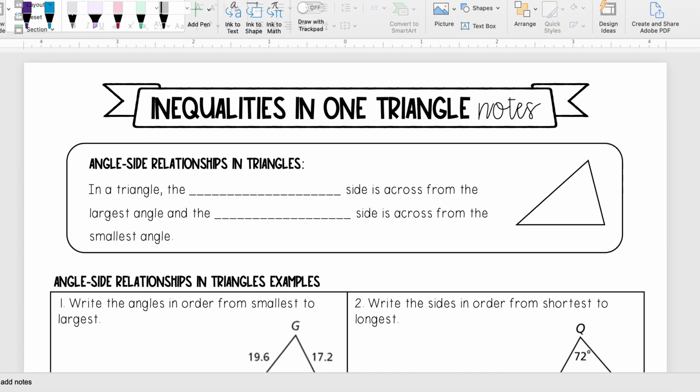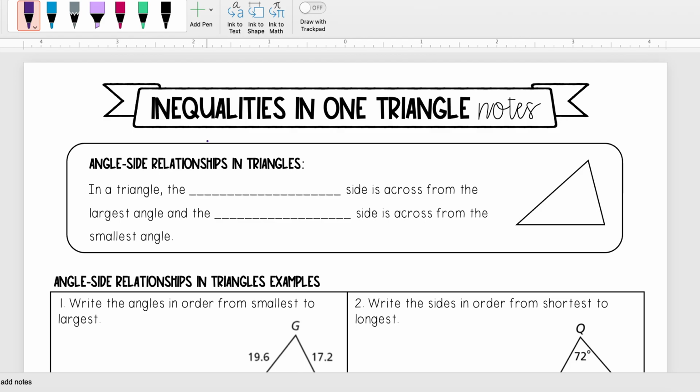Hello everyone. Today we're going to be talking about inequalities in one triangle. And for this first video, we're going to be looking at angle side relationships in triangles. Something that we see in triangles is that in a triangle, the longest side is across from the largest angle, and the shortest side is across from the smallest angle.